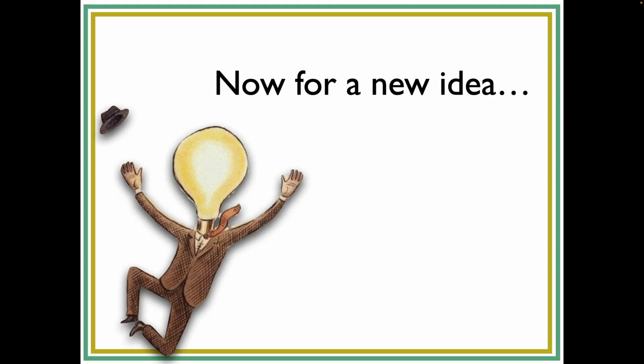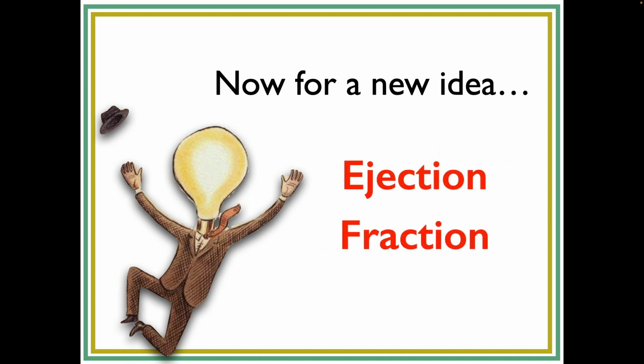So here's the new idea. I just gave it away. It's ejection fraction, okay? So, Koa, what's a fraction? A number over another number. What's another way to say that? Division. What else? Percentage. Perfect. Or ratio. Okay, so the first thing to know about ejection fraction is it's a fraction. It's a number over another number.